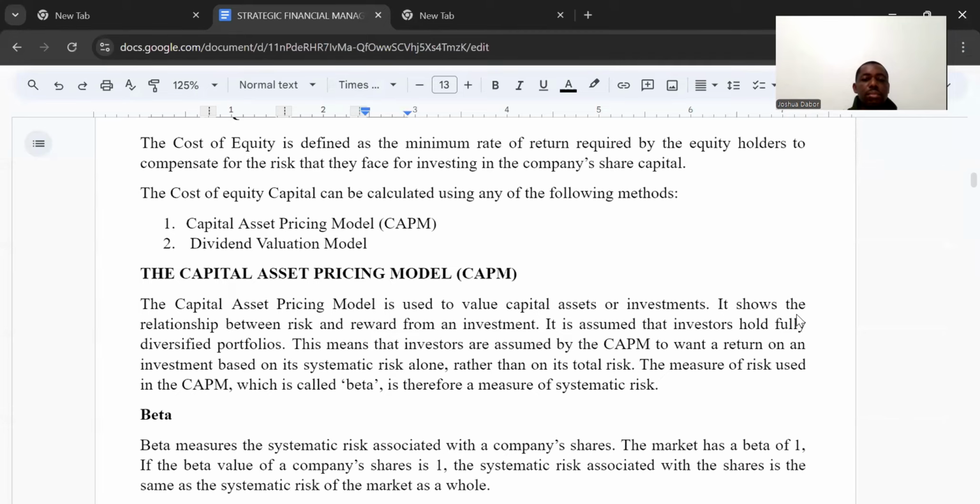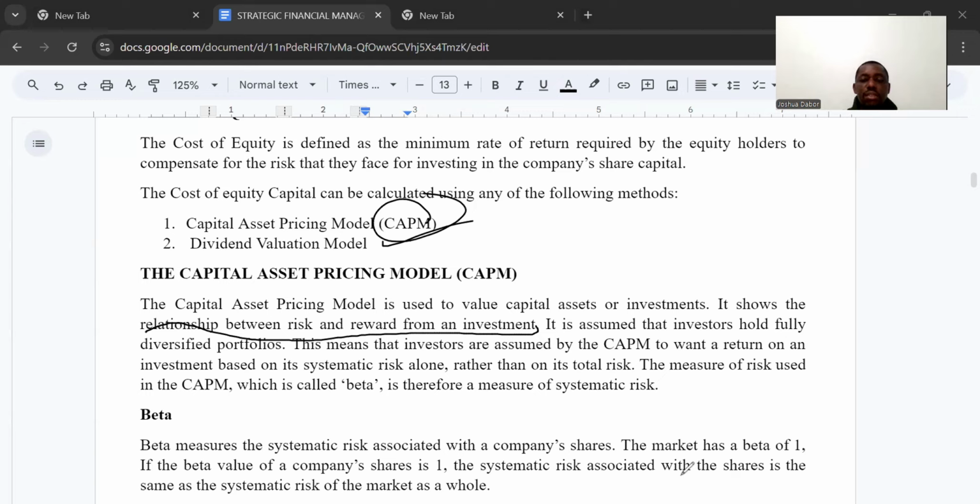So the capital asset pricing model. We've covered the dividend valuation model the last class. In this class, I'll be teaching the capital asset pricing model. The capital asset pricing model is used to value capital assets or investments. It shows the relationship between risk and reward from an investment.